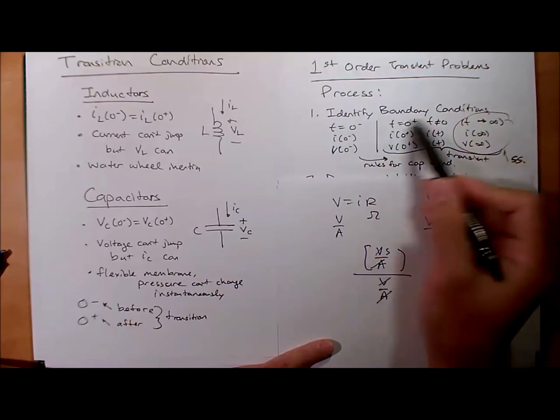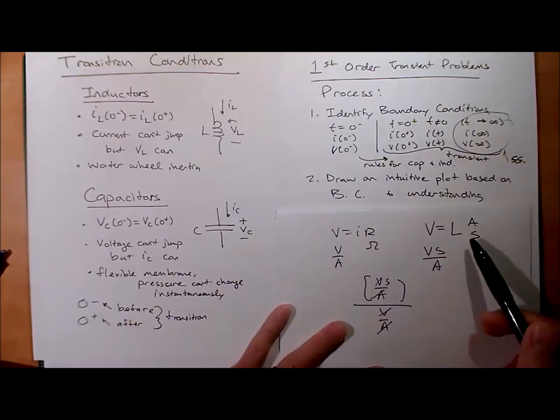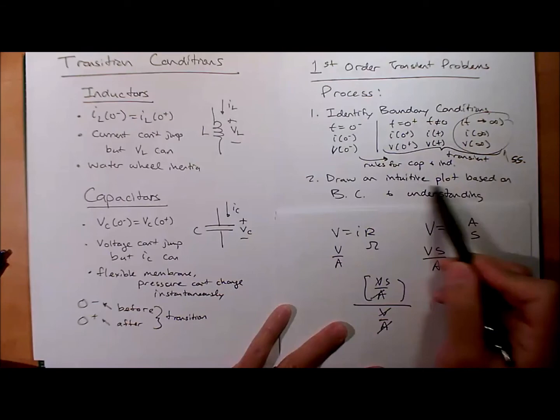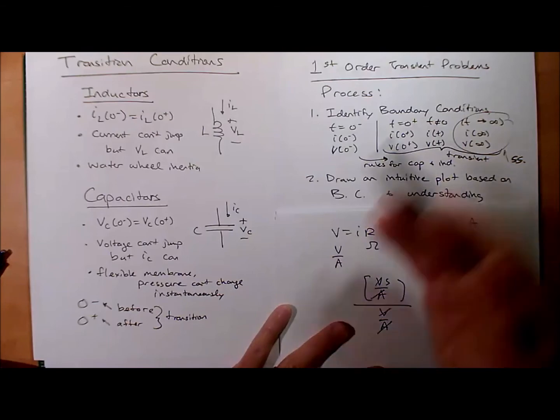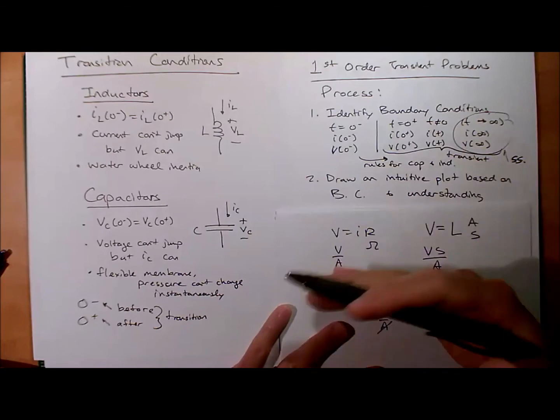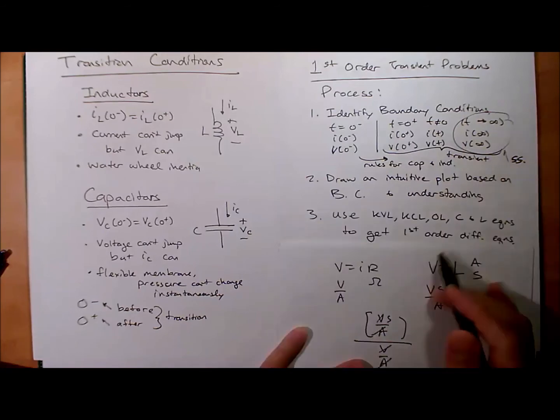Okay, once you've identified the boundary conditions, what you also would want to do is draw an intuitive plot, like have a mental image of what the current and voltages are going to do before you even crunch the math. And the boundary conditions will help you kind of locate the plot. Okay, then, all right, now we start grinding, right?